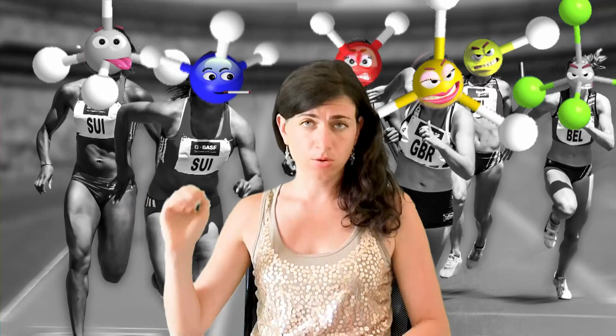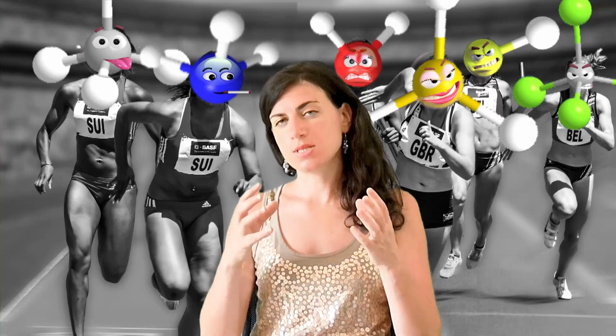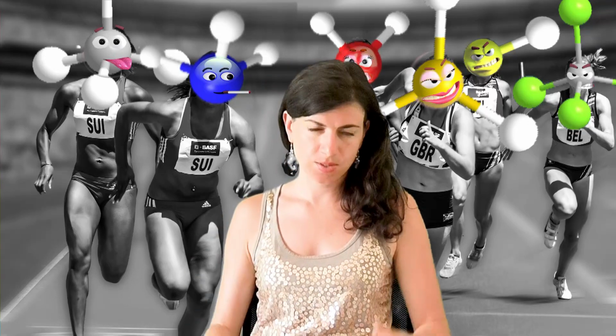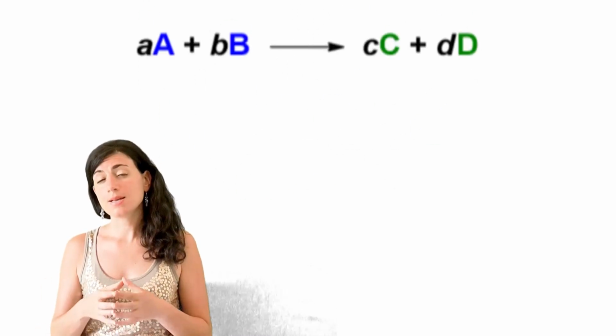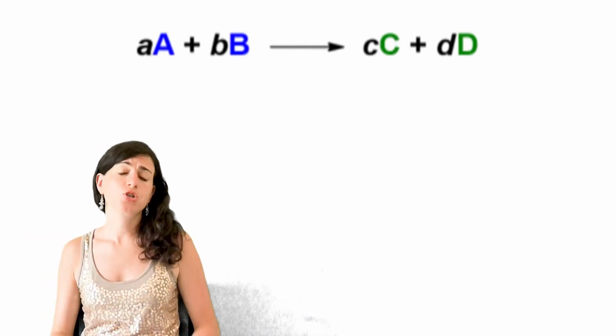So far, I hope, we have understood that speed in chemistry depends upon the concentration. But now let's go a step further. Let's see how to write the speed for a generic equation. So let's take a generic equation as this one. The reaction rate will be expressed with this equation here.